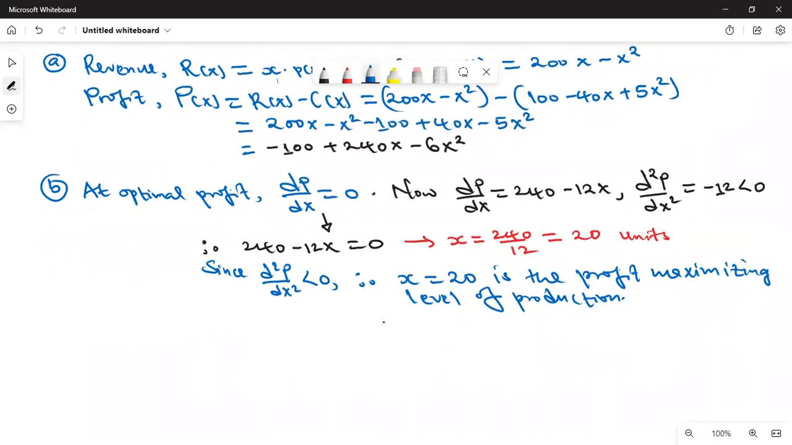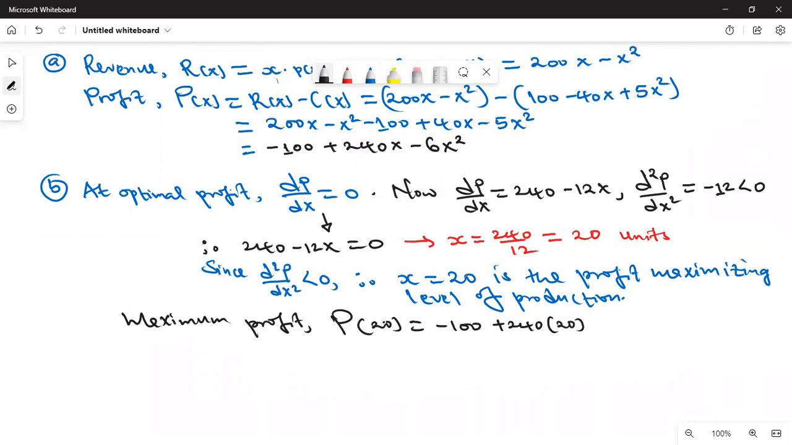Maximum profit, I'll write with another color. Maximum profit, that is simply P of 20. When X is 20, what is the profit? So that is negative 100 plus 240 times X, which is 20, minus 6 times 20 squared. And so this will be equal to, I can write it in the next line.